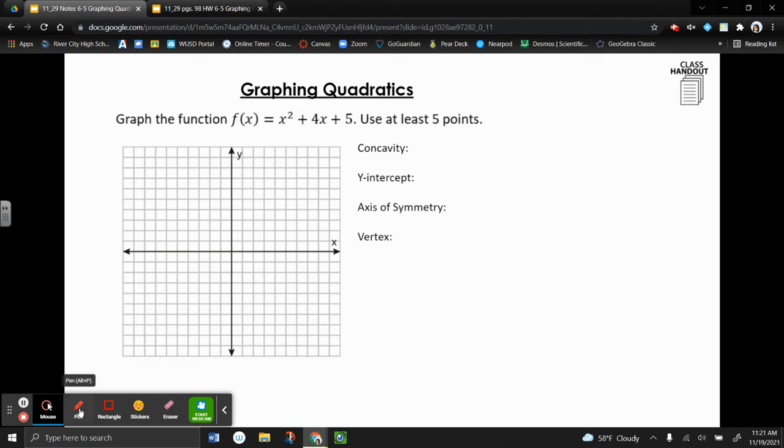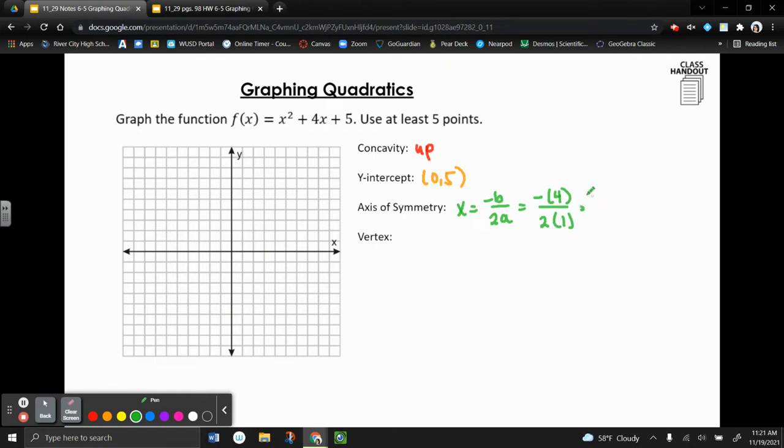So first, let's just identify the characteristics that we know. In terms of concavity, we'll look at the value of A. So this is going to be concave up. Our y-intercept, we look at the value of C, so that's going to be (0, 5). Our axis of symmetry, we can calculate. Remember, the formula is negative b over 2 times a. So b is 4, so negative 4 over 2, and a in this case is 1. So that becomes negative 4 over 2, which is negative 2. So my axis of symmetry is x equals negative 2.